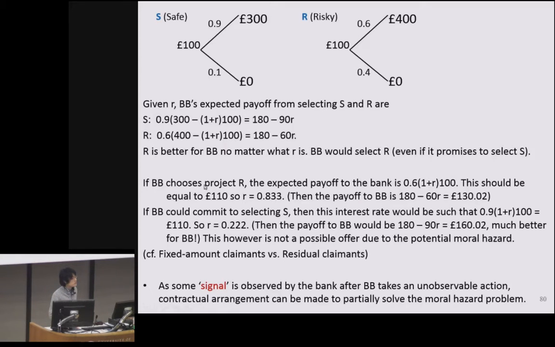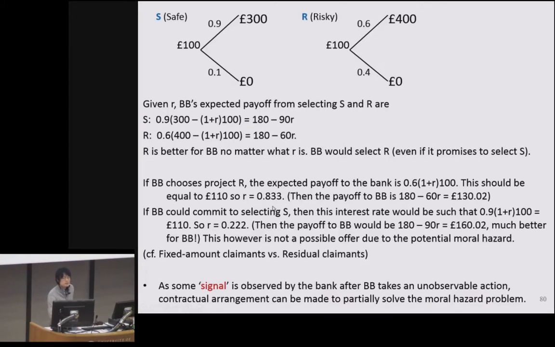If Brown Bakery selects the risky project, then the expected payoff to the bank is, well, the probability of repayment is 0.6, and the amount of repayment is 100 times 1 plus interest rate, and our assumption is that this should be equal to £110 because the bank wants 10% expected return. So we can solve for the interest rate. The interest rate to be charged is 83.3%, not 0.833, 83.3%.